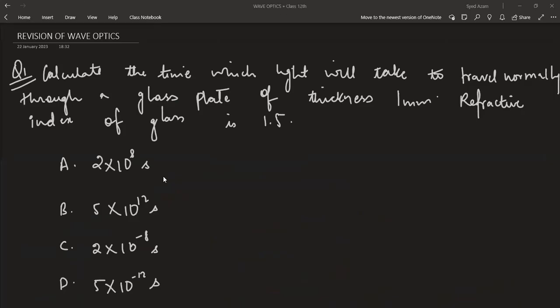See, the first question, I've given you the options also. Calculate the time which light will take to travel normally through a glass plate of thickness 1 millimeter. Refractive index is given to you. You have to find out the time. So take this thickness which is given as the length. Okay, tell me which option is coming. Write it first, then I'll discuss this.